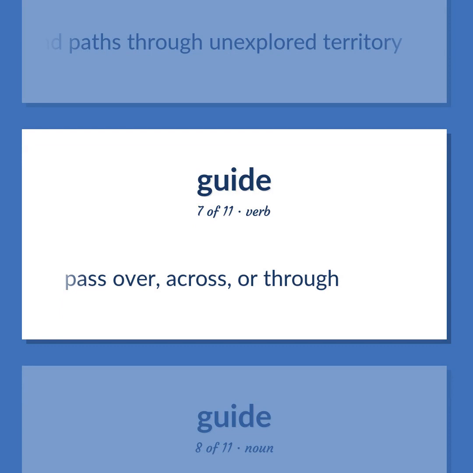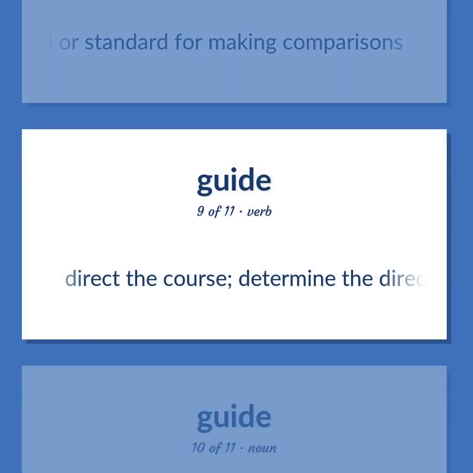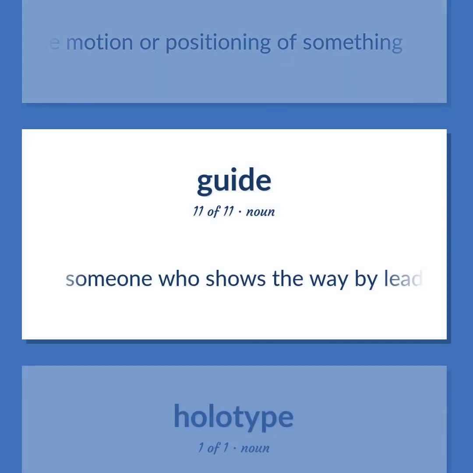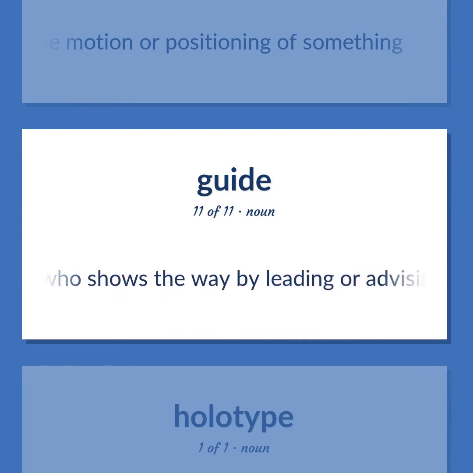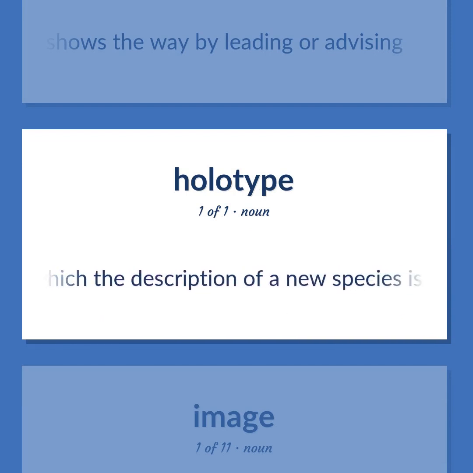Pass over, across, or through. A model or standard for making comparisons. Direct the course. Determine the direction of traveling. A structure or marking that serves to direct the motion or positioning of something. Someone who shows the way by leading or advising. The original specimen from which the description of a new species is made.